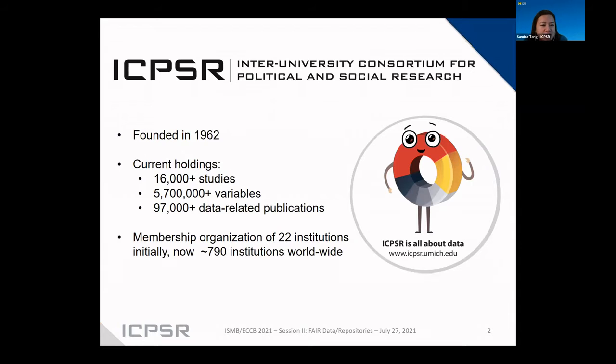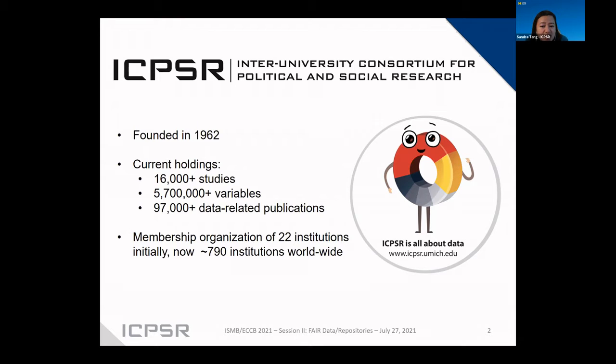So first, a little background on ICPSR. We're actually one of the oldest and largest social science data archives in the world. We've been around for nearly 60 years now. And currently we have over 16,000 studies in our archive, and we have over 5.7 million variables. We have raw data from surveys, administrative records, health records, and other types of studies. In addition to holding data, we also have a bibliography of data-related publications. And so we have over 97,000 publications that are based on the data in our archive.